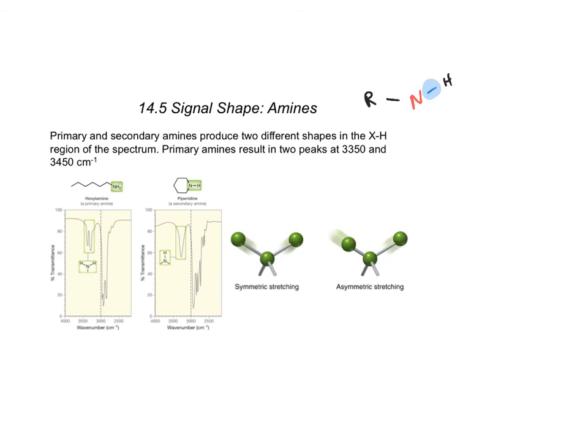We're going to find that at about 3400 to 3,500 inverse centimeters. Again, in that region of the hydrogen attached to things, okay? Now, what we actually find there will depend on what else is attached to this nitrogen, okay? So there are two different types of amines.